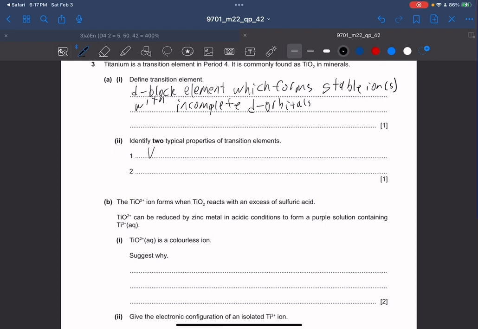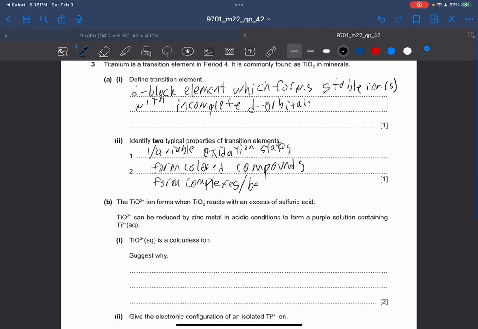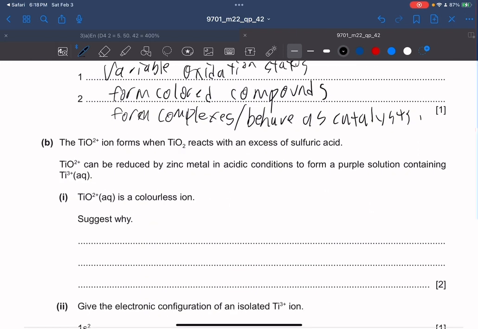Probably they have variable oxidation states. And usually they form colored compounds. Either that, or you could probably also say that transition elements form complexes. This is just extra. And other than forming complexes, they can also behave as catalysts. All right. So we're gonna go on to the next question.